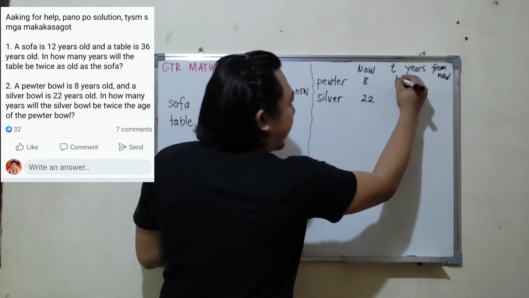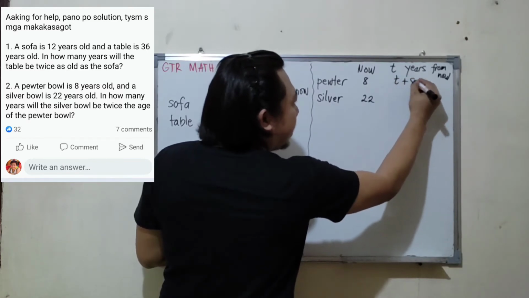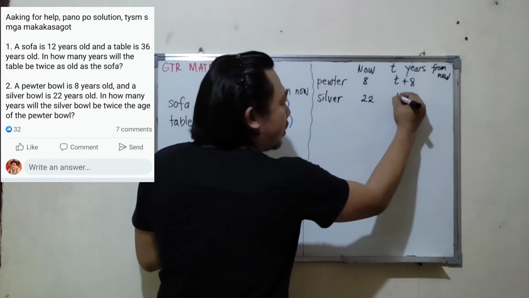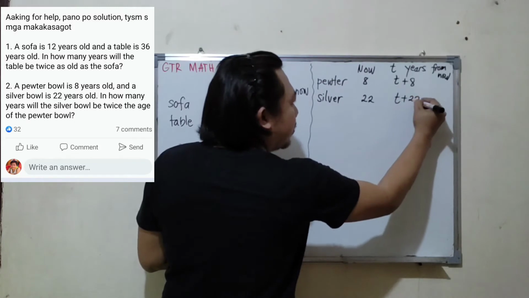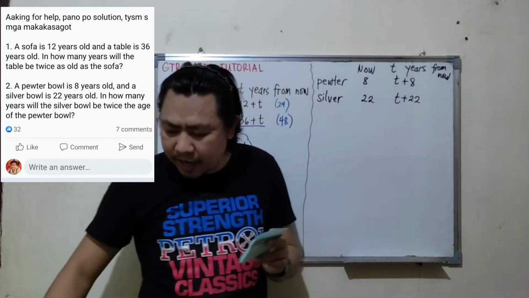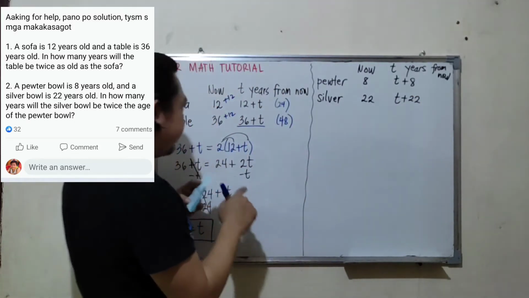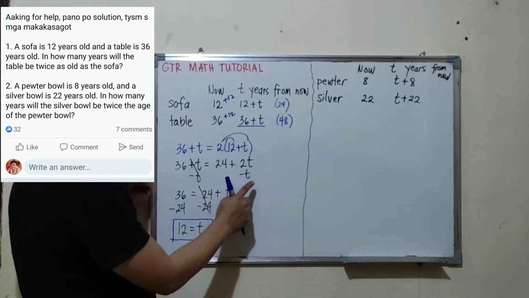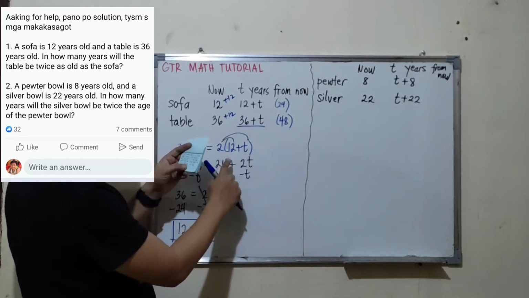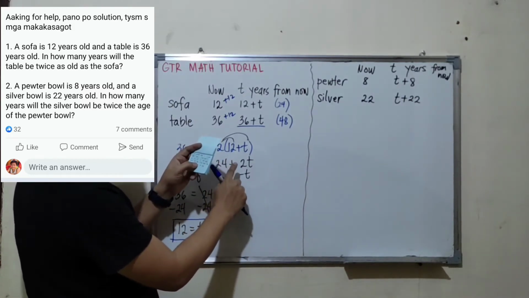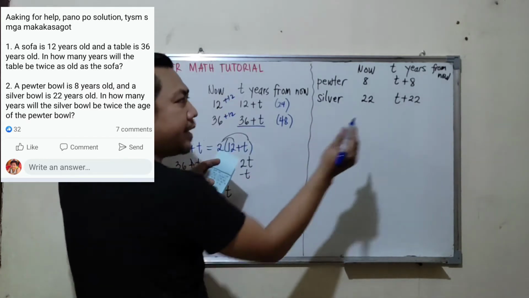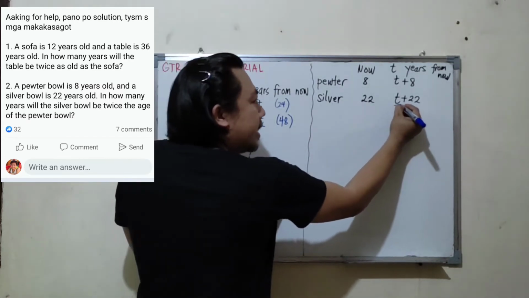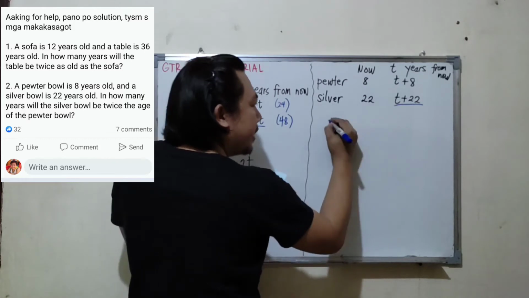They're the same, right? So, let's put the t first. T plus 8, it's the same. So, 22 plus t or t plus 22. Okay, so, like this one, our expression, in how many years will the silver bowl, is t plus 22.